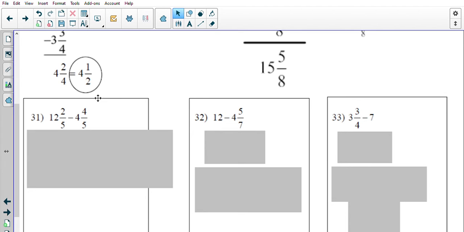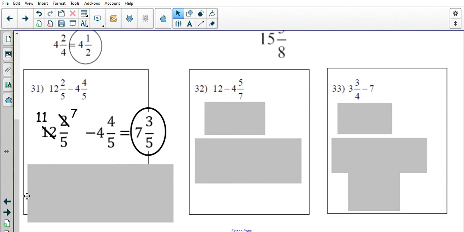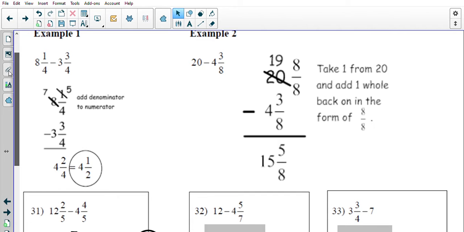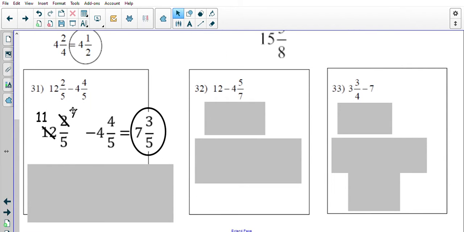So in 12 and 2/5 minus 4 and 4/5, I cannot take 4/5 from 2/5. So I do have to borrow. What does that mean? Well, I take 1 from the 12, so the 12 becomes an 11. But I don't just add 1 onto the 2 and make it a 3. I'm adding one whole in the form of 5/5 onto 2/5. And I believe that's even shown in these examples. Yeah, it's stated up here. I just didn't actually write it down below in my work. But you're adding 5/5 onto 2/5, which gets you 7/5.